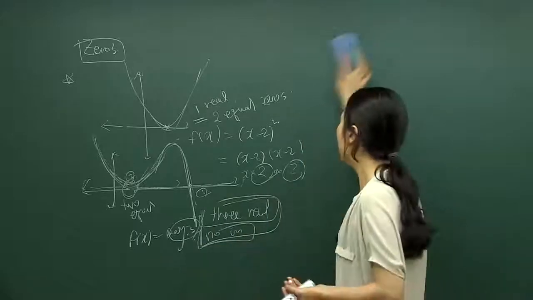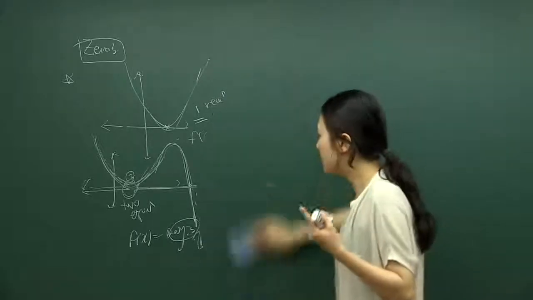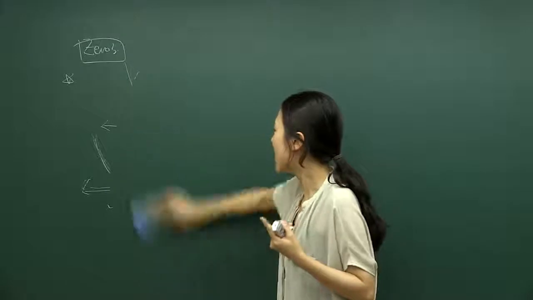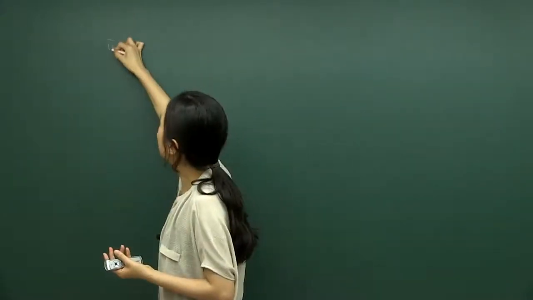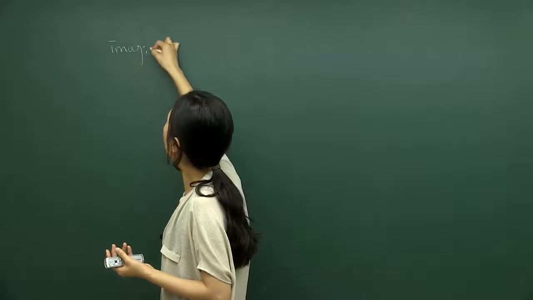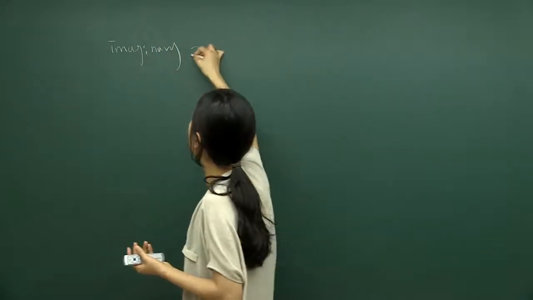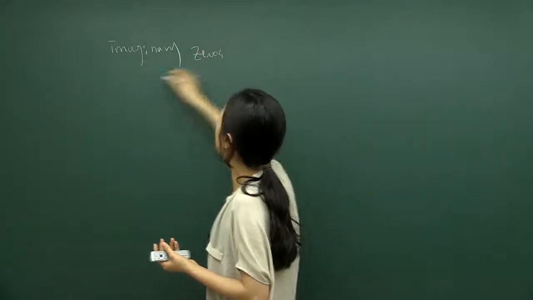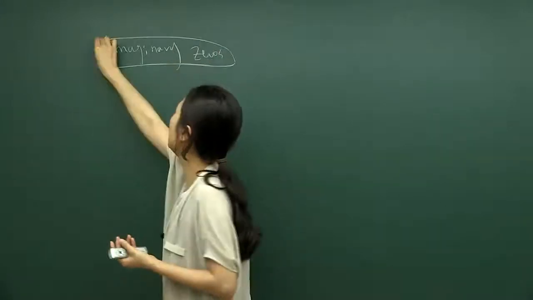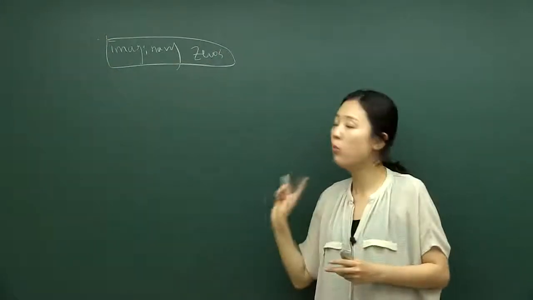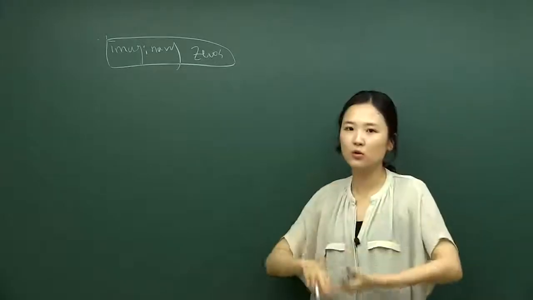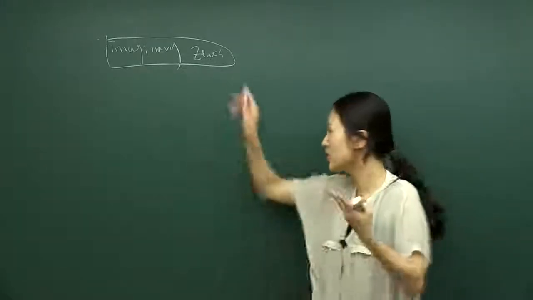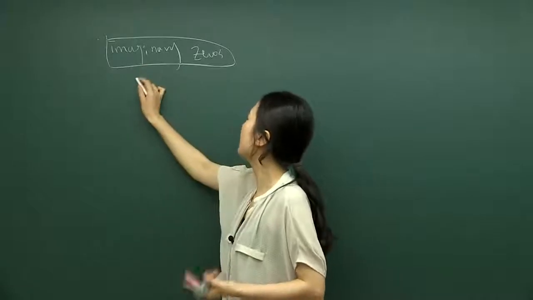Before we end, let me tell you one more thing about imaginary zeros. Imaginary zeros are special because they come in pairs. Meaning you will never ever see a function having 1 imaginary zero. You will always see 2 or 4 or 6. They come in pairs by this rule.